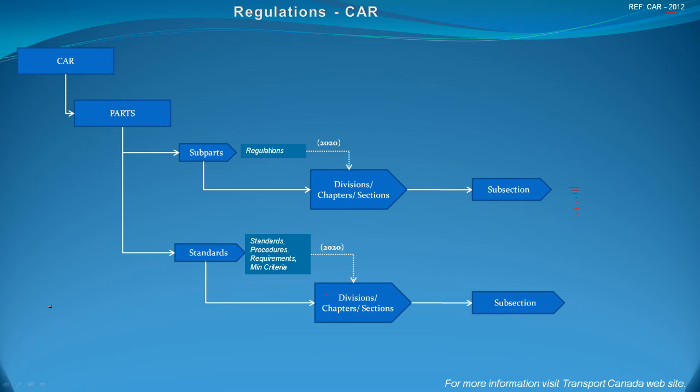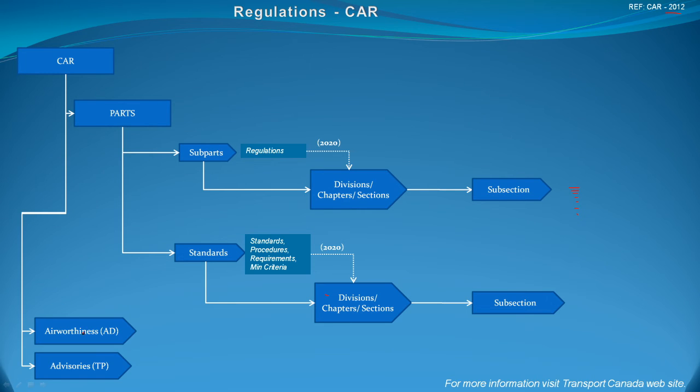We have also means of communications here, right? Airworthiness requirements, airworthiness directives, which are mandatory, and advisory circulars, technical publications, etc. Again, please, for more information, check or visit the Transport Canada website, okay?